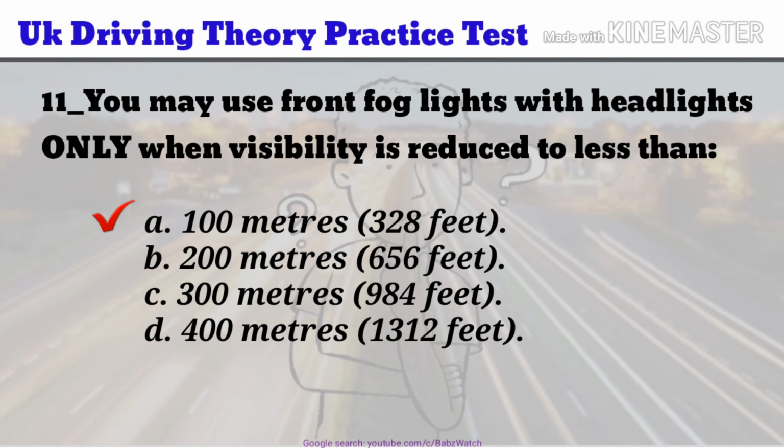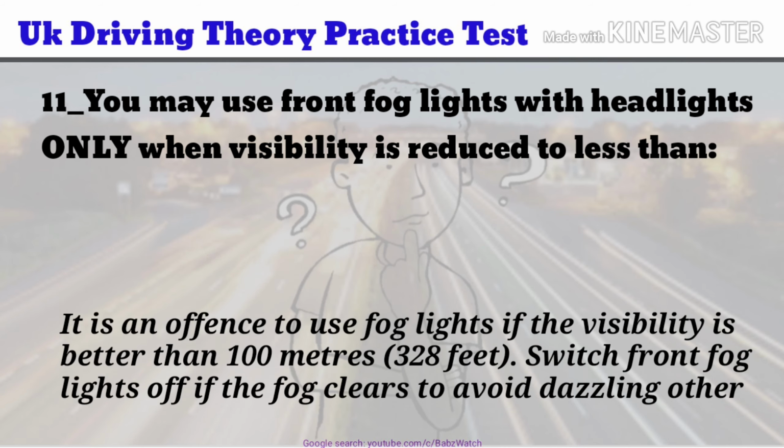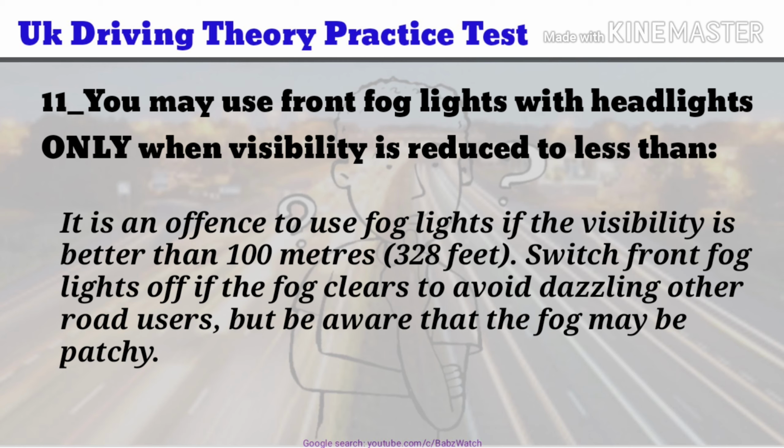100 meters, 328 feet. It is an offense to use fog lights if the visibility is better than 100 meters, 328 feet. Switch front fog lights off if the fog clears to avoid dazzling other road users. But be aware that the fog may be patchy.